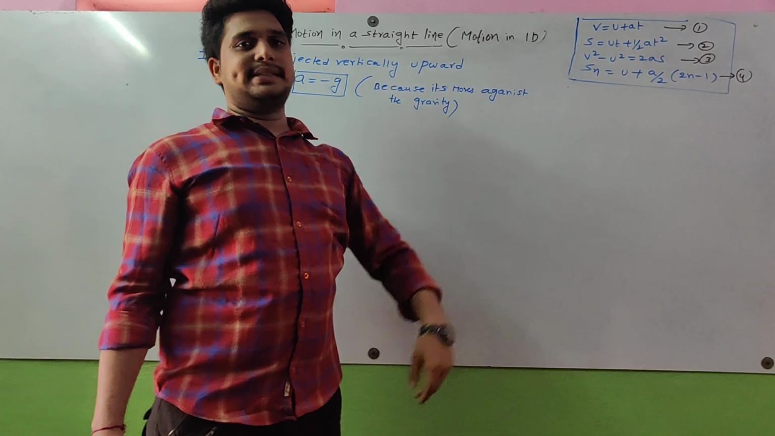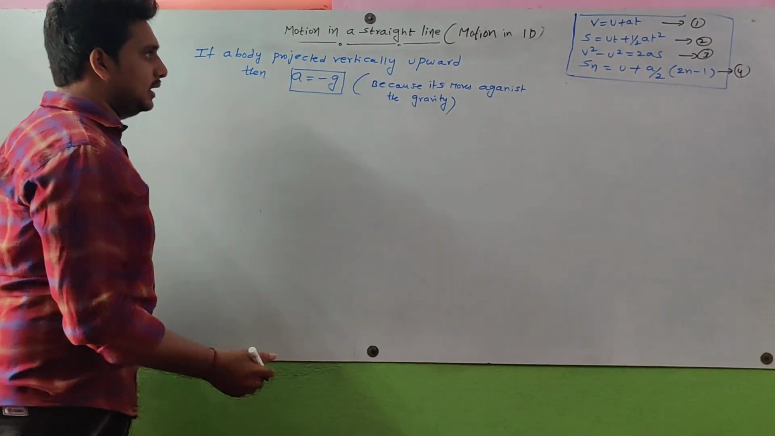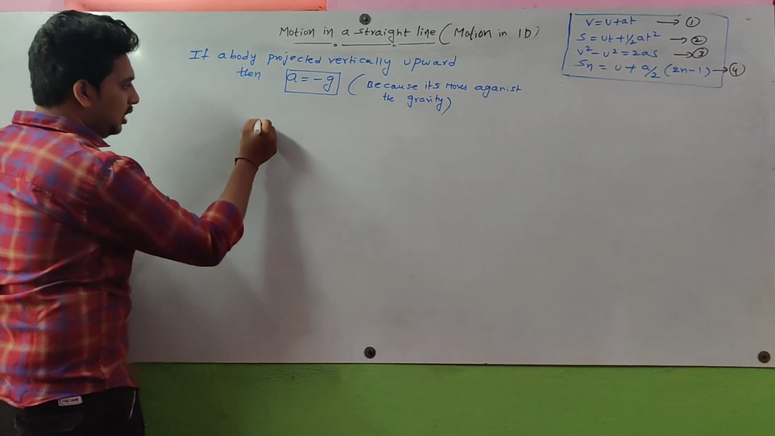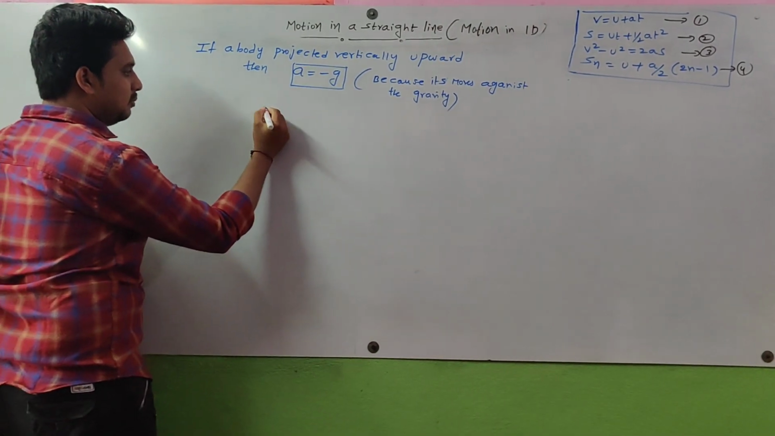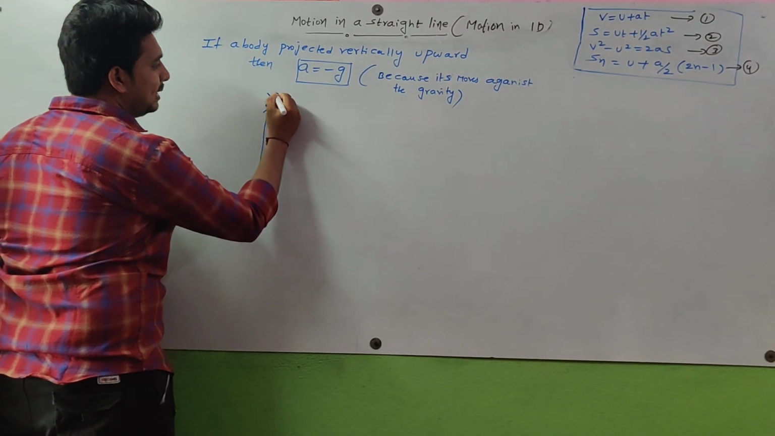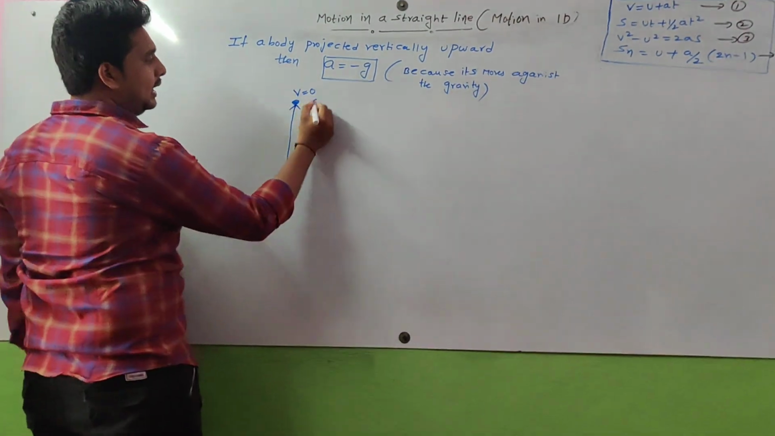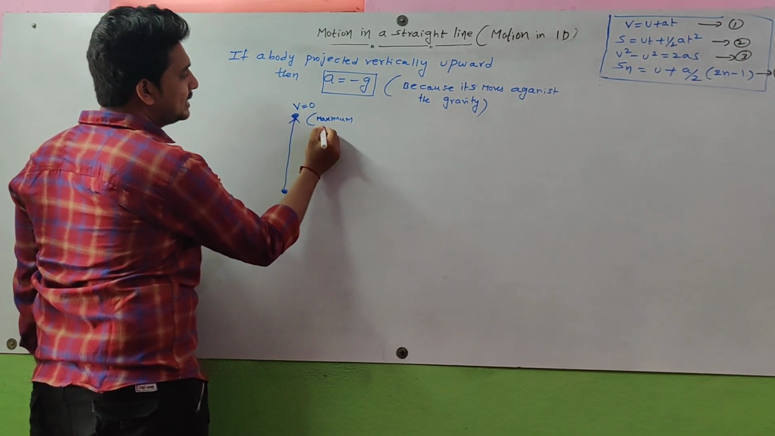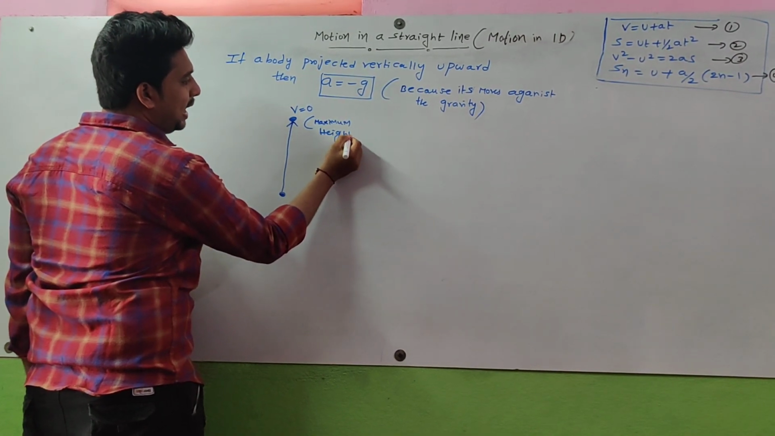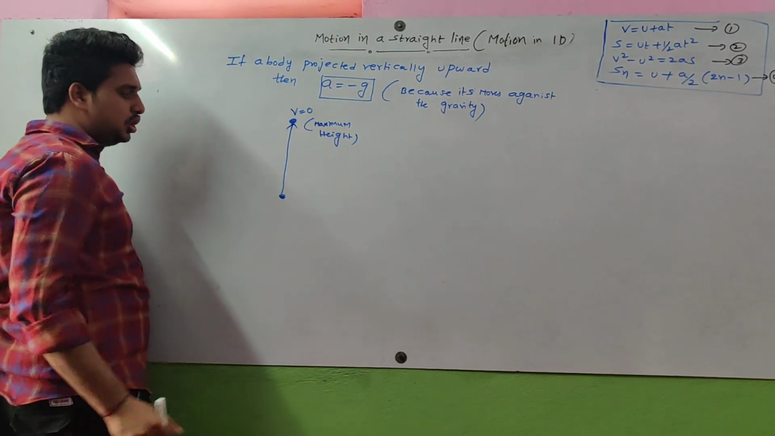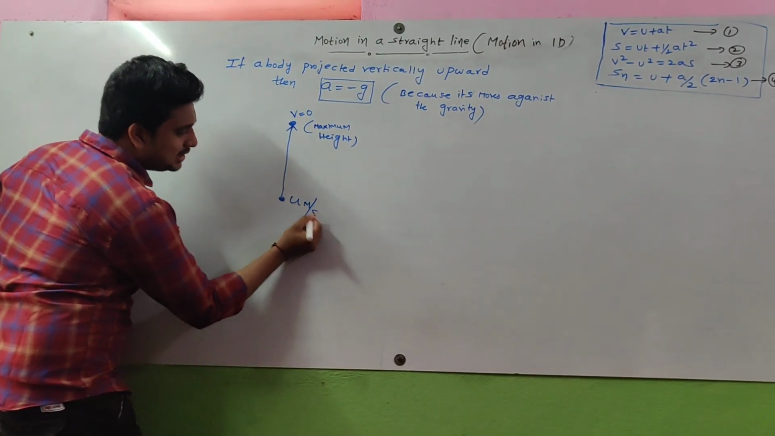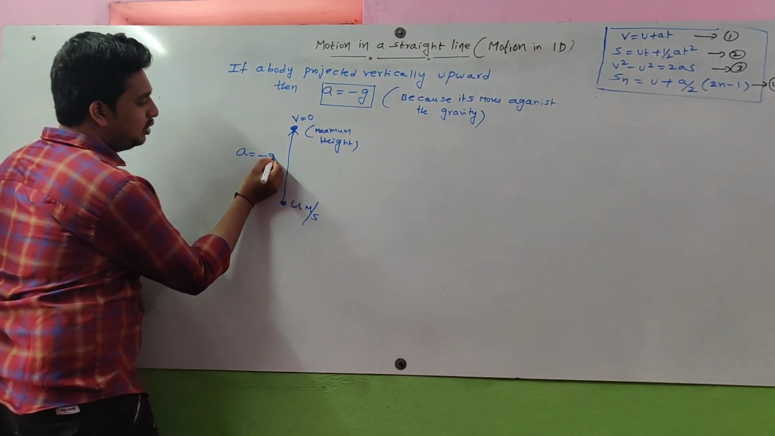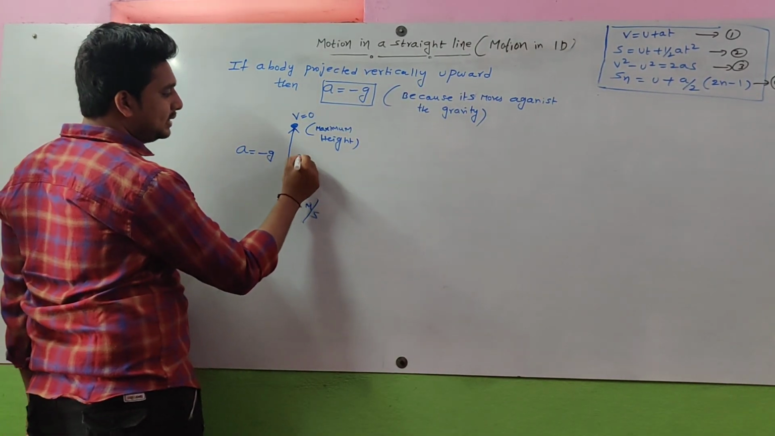Now s is equal to ut plus half at square. So first of all, what are the conditions here? Body projected vertically upwards means it reaches maximum height. At maximum height, final velocity is equal to 0. Body projected with initial velocity u meter per second, acceleration is equal to minus g, and time taken is t seconds.